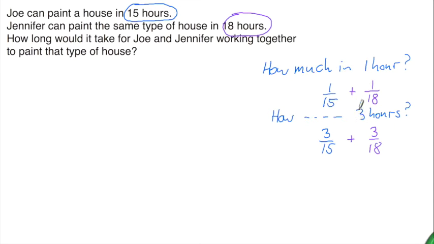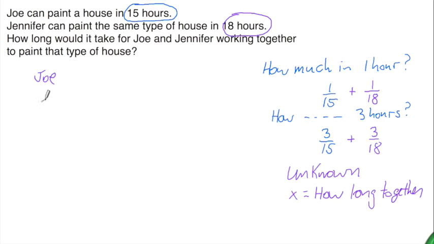So my guess would be about 9 hours it would take them, but I want to be a little bit more precise about that. So the unknown here is that top number. How long together? That would be the x. So if it's going to be x, our equation is going to be this. Joe is going to finish x/15 of the job, because it takes him 15 hours to finish an entire job. Working together, they're going to work x hours.